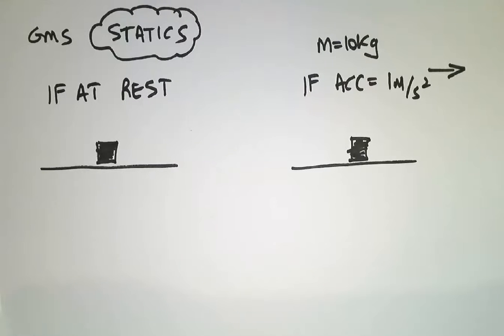This is for General Maths Specialist. It's an overview of statics. If we had an object sitting on a horizontal table and it's at rest, then what are all the forces that are acting on that?